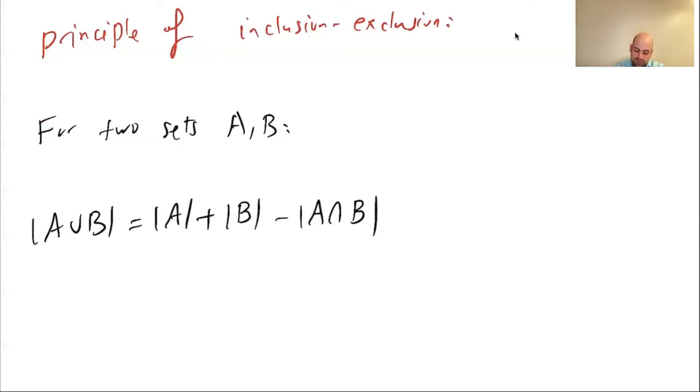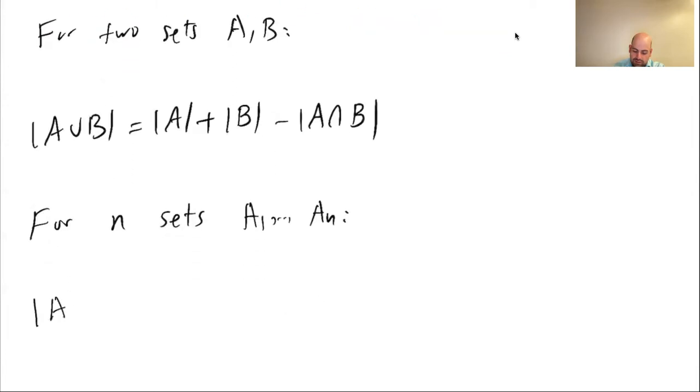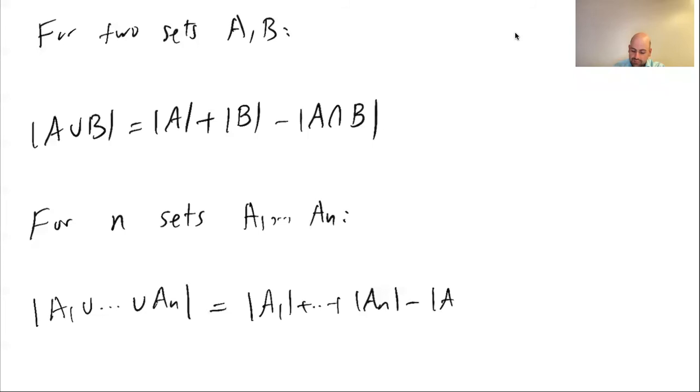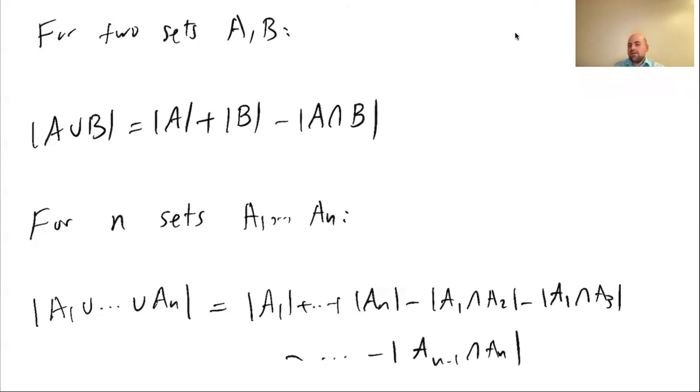So this is for two sets, and for n sets, the number of elements in A1 union AN is equal to the number of elements in A1 plus ... plus the number of elements in AN. Then we have to subtract A1 intersection A2, A1 intersection A3, and all the way to AN minus 1 intersection AN. So we have to again exclude. So that's what is called the principle of inclusion exclusion.